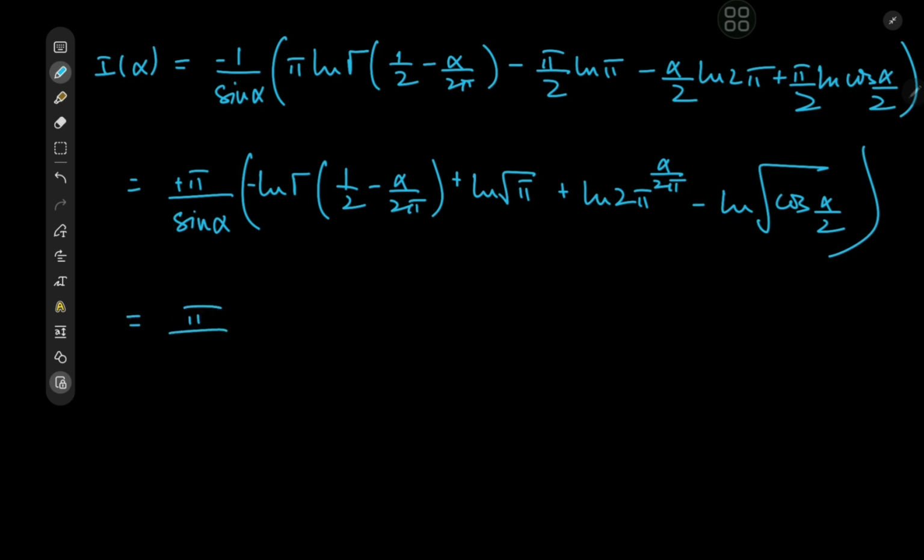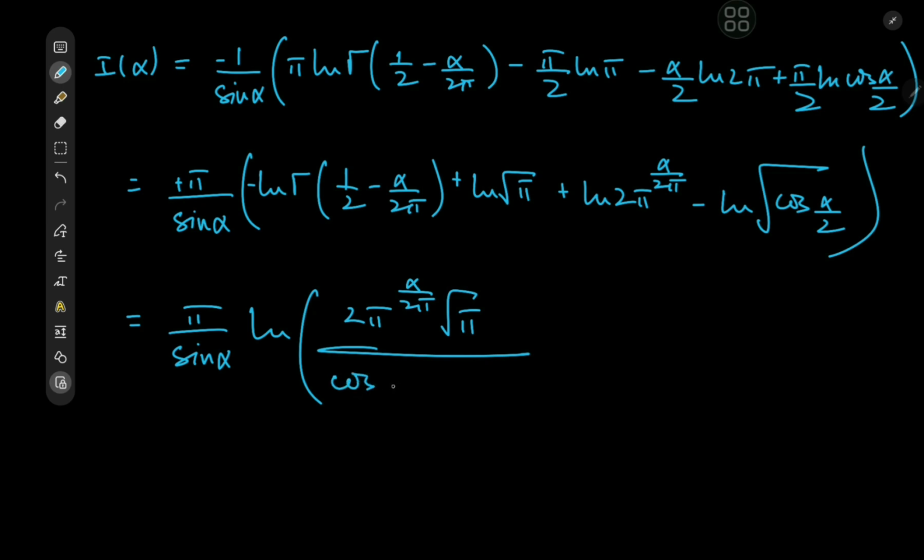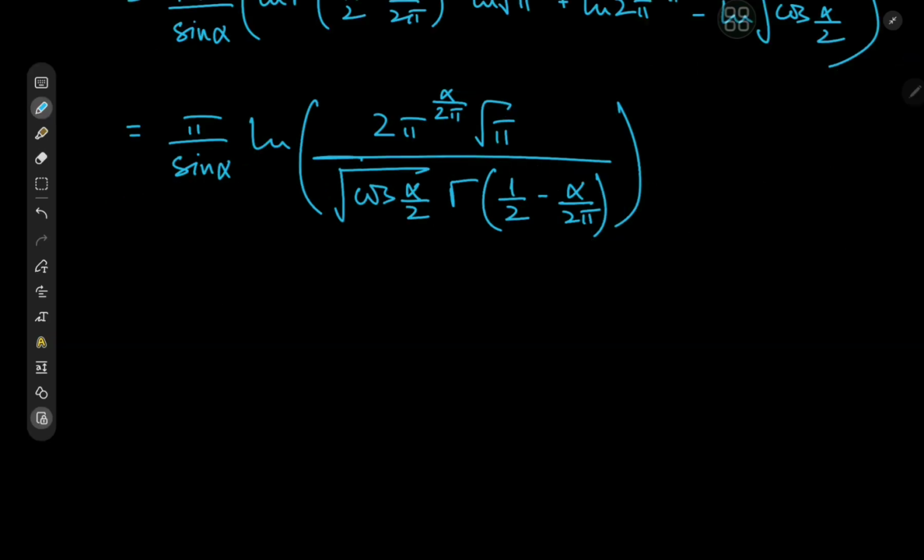So we have pi divided by sine alpha times the logarithm of a lot of stuff. We have 2 pi to the alpha divided by 2 pi times root pi divided by cosine of alpha by 2 square root cosine alpha by 2, that is, and we have gamma 1/2 minus alpha by 2 pi. And yes, this closed form is absolutely gorgeous. It is amazing. It is symbolic of the madness that preceded it, but you know how much I love the reflection formula, and it plays in so well here.